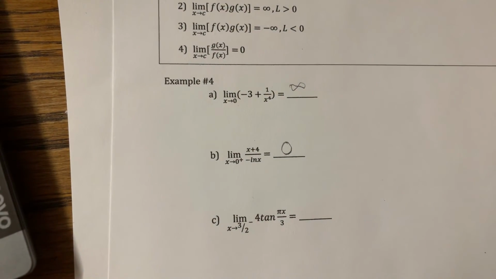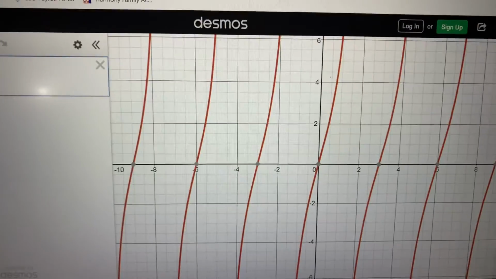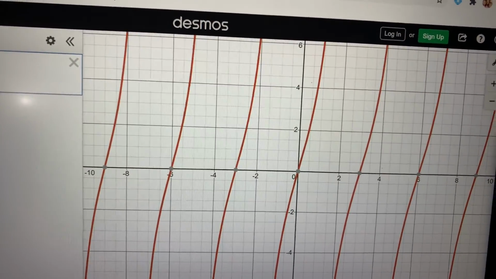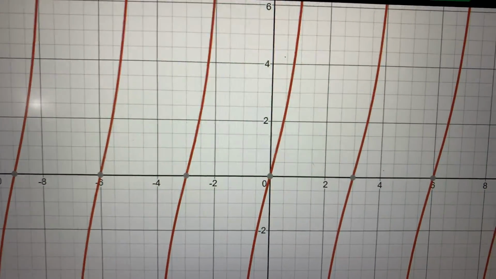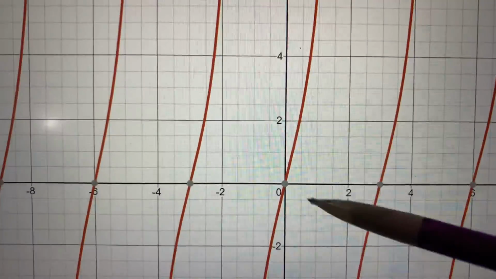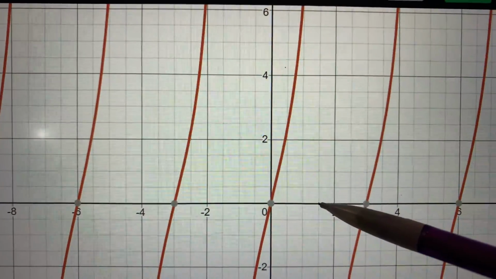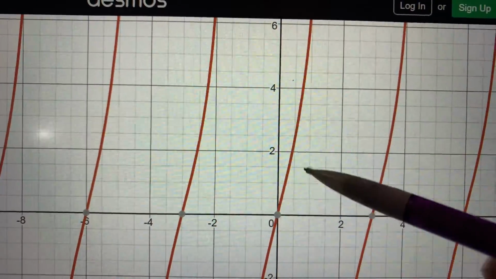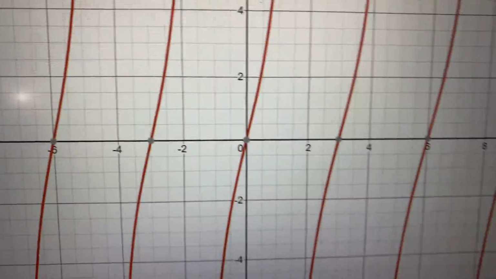Okay, and then the next one is another one of those tangent functions, and that's this one right here. They're asking me what's happening as x approaches 3/2 from the left. So 3/2 is the same thing as 1.5. Here's 1.5. I'm looking right here, and they want to know what's happening from the left. From the left-hand side, as I get closer and closer to this 1.5 mark, it's going to infinity.